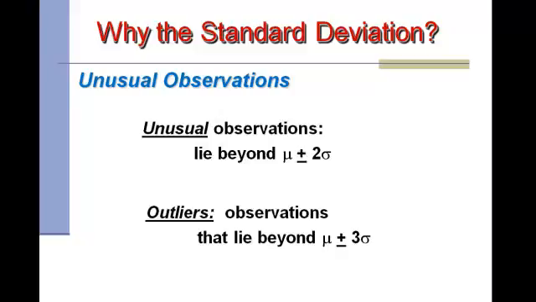Now, again, why in the world is the standard deviation so important? Well, I've demonstrated with the empirical rule why we know that 68, 95, and 99% of the observations are going to fall where they do. But then we can also have unusual observations. An unusual observation is one that, as I've defined it here, lies beyond the mean plus or minus 2 standard deviations. Well, just because an observation is unusual doesn't mean that we have a problem. But we might have a problem if we have an outlier. An outlier is defined as an observation that lies beyond plus or minus 3 standard deviations.